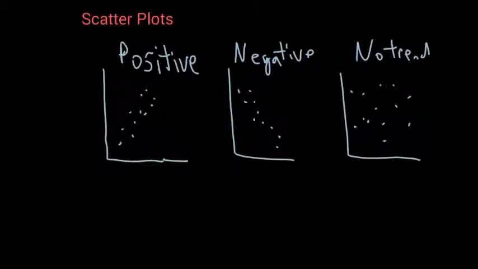And you'll also see that we can draw in a trend line. A trend line is just a line that about half the dots are on top and half the dots are on bottom. So that's the basics of a scatter plot.